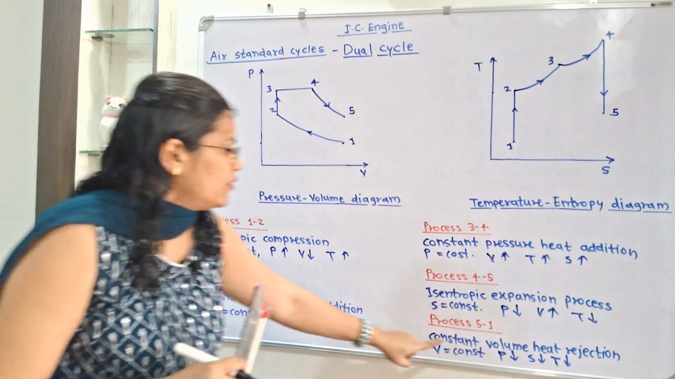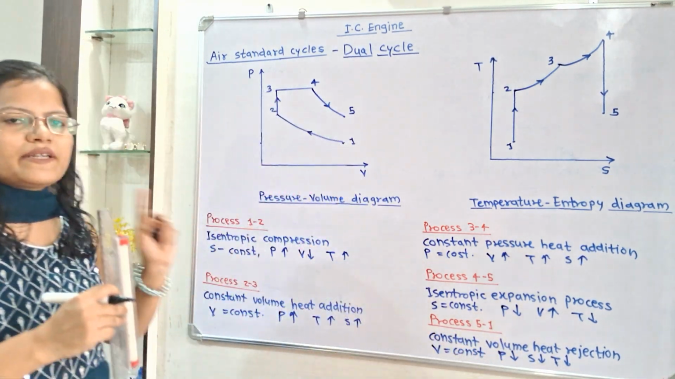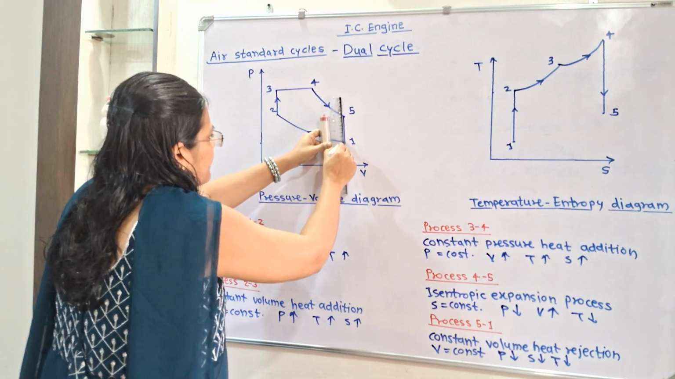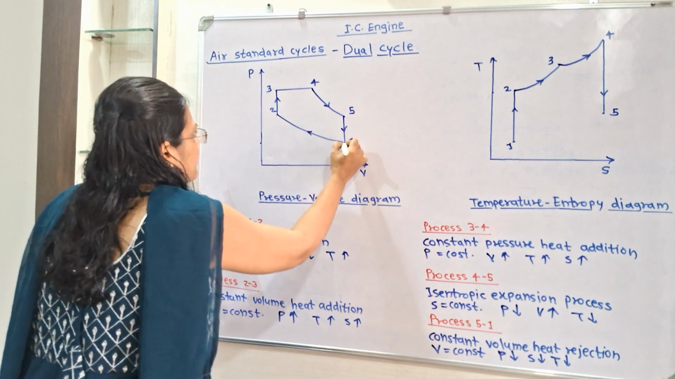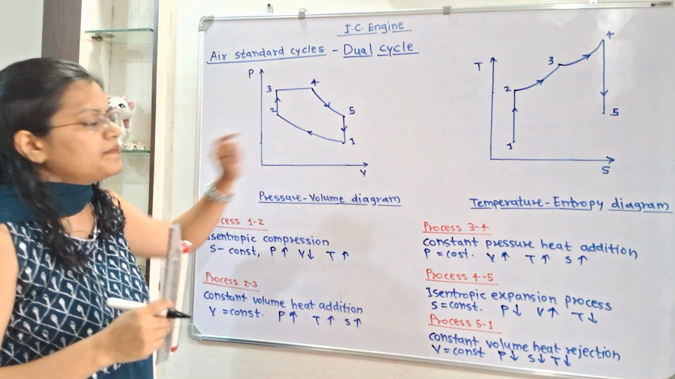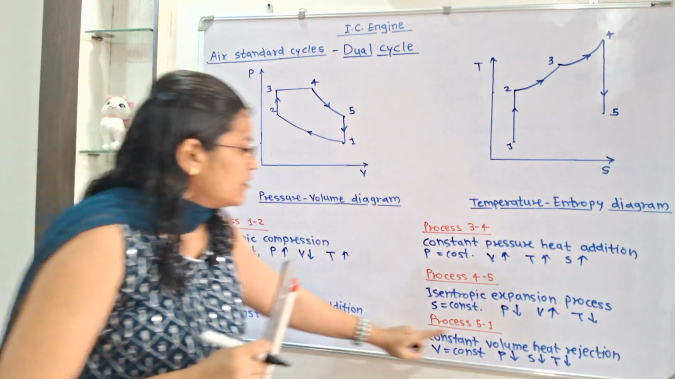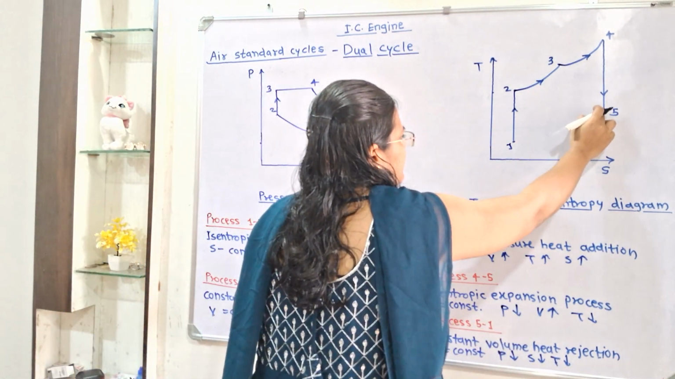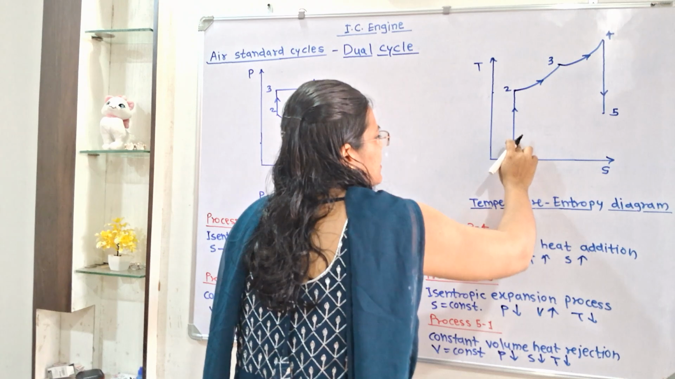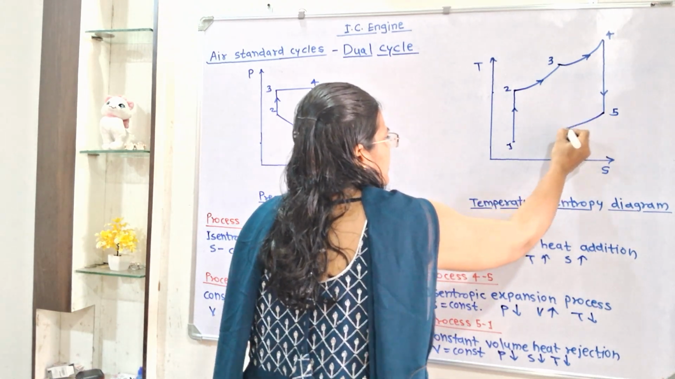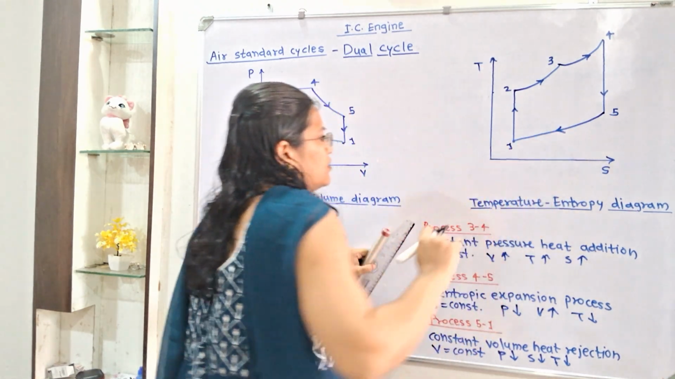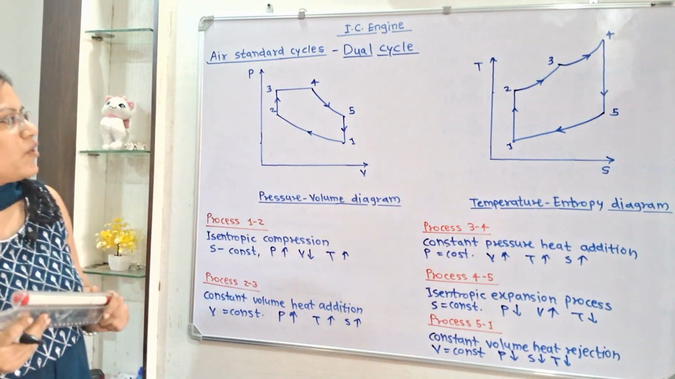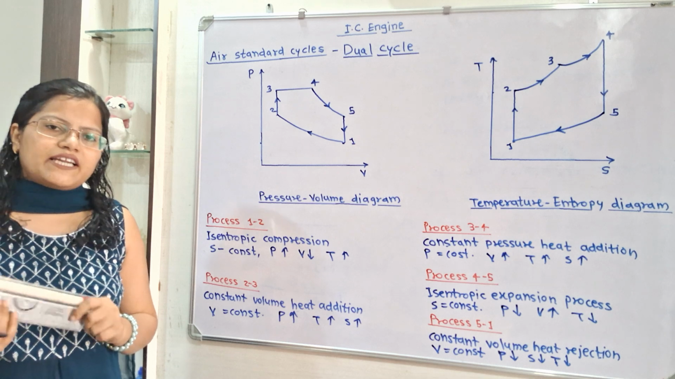Now we have to show this. Pressure decreases, V will remain constant. So because of constant V, we have to show a vertical line. And this is the process where pressure decreases from 5 to 1. Now entropy decreases, temperature decreases. So if we join this 5 and 1, then temperature decreases and entropy will also decrease. So if we observe, the pressure-volume diagram and temperature-entropy diagram for the dual cycle is getting completed.